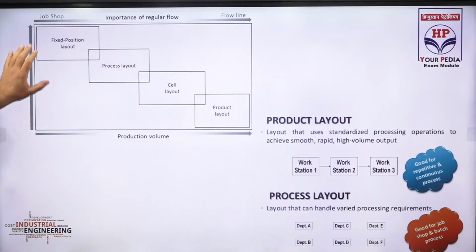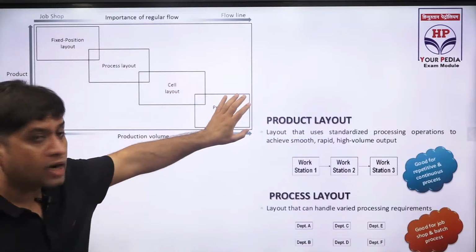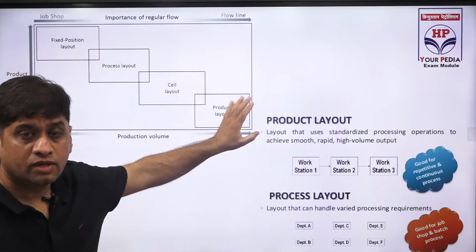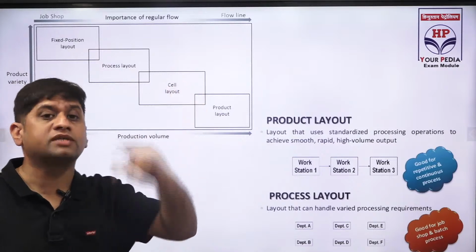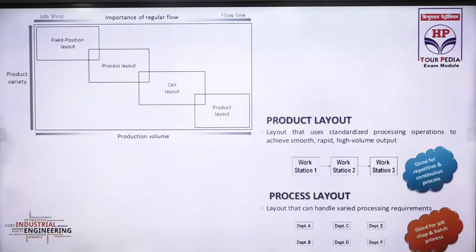So fixed position layout is for project production. Product layout is for mass production. Earlier I did production system. Now I'm saying layout system.